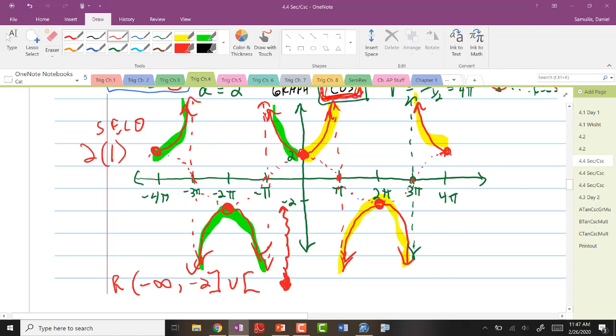Okay, and then there's nothing in here. And then it starts here all the way up. So it's 2 to infinity. Range. Okay, 2, I know I put it there, but... All right, now domain.